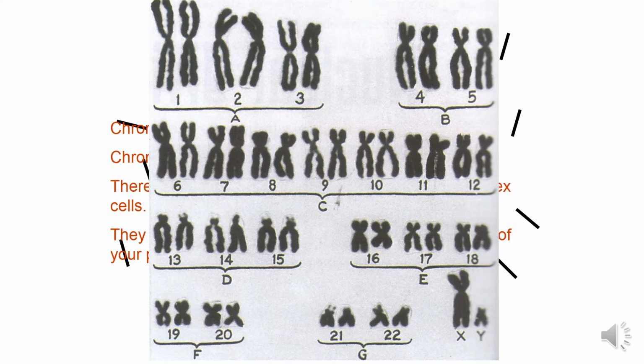If you count them, you can see there are 23 pairs, but the final pair in the bottom right hand corner are not numbered. They are the sex chromosomes. They determine the gender of the person. In this instance, X and Y results in a male. A female, you'd have an X and an X chromosome, so you would not have a Y.